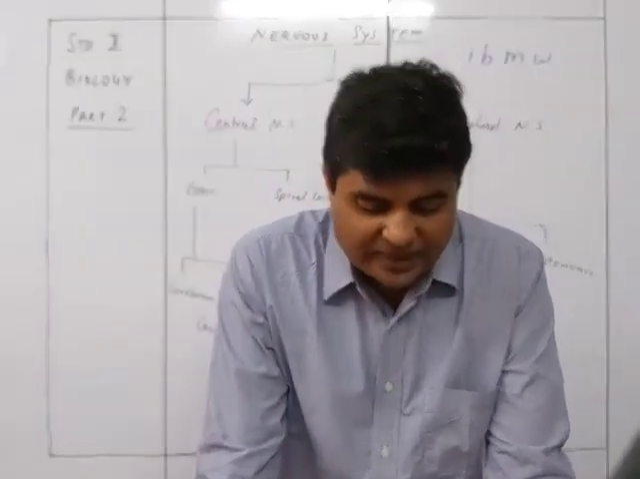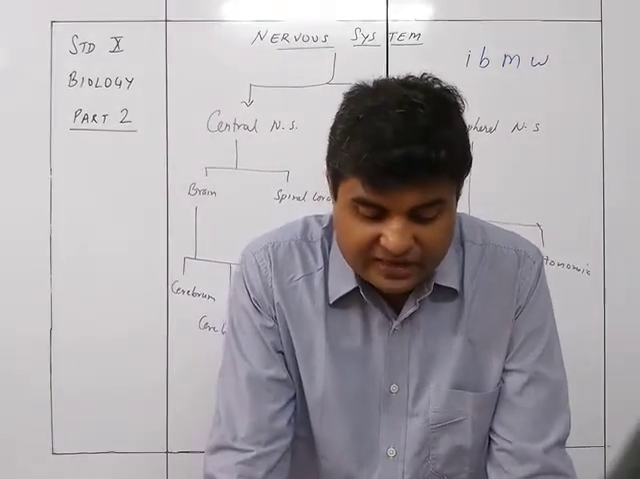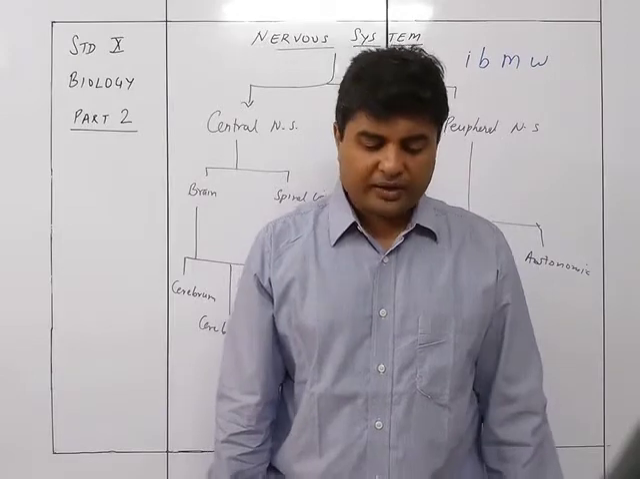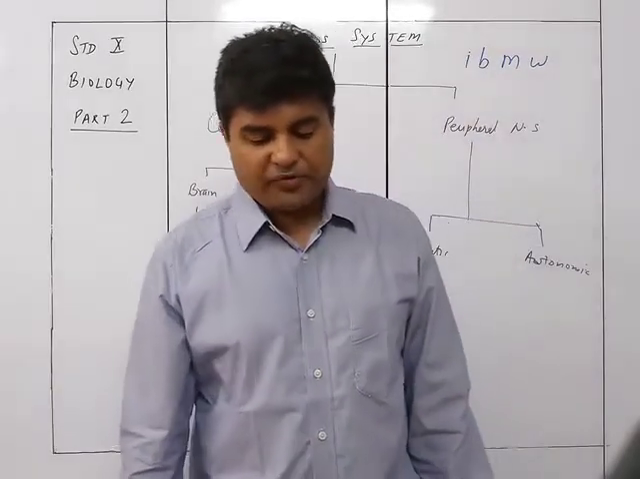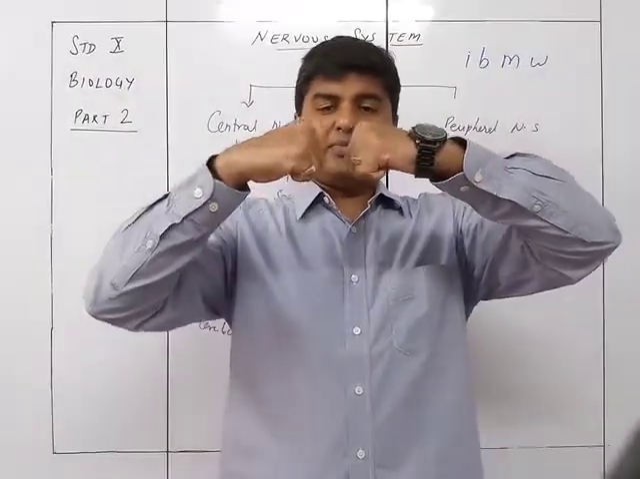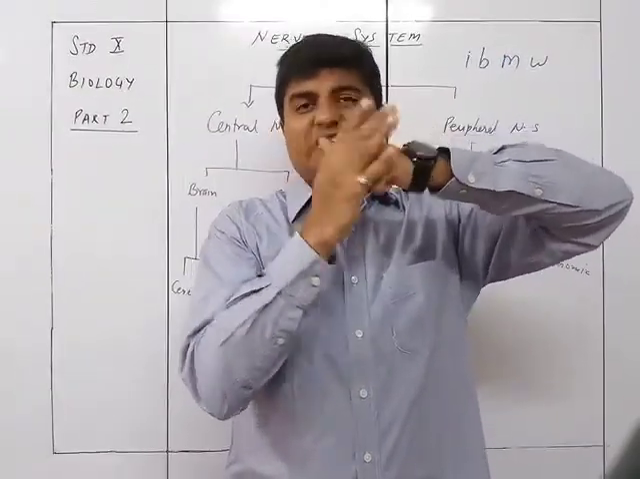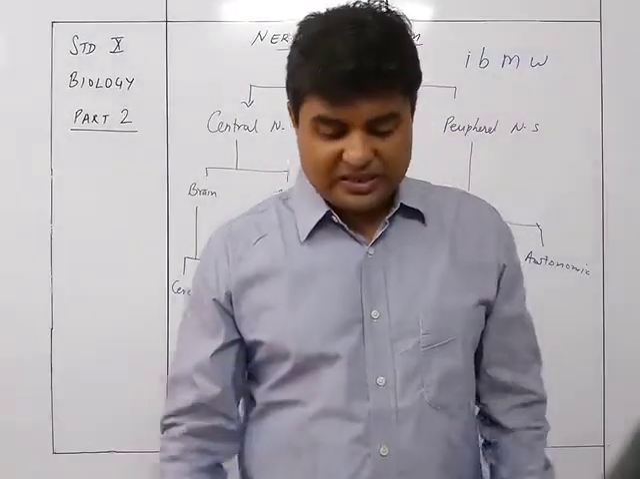Next is corpus callosum, a very important part. Corpus callosum is a sheet of fibers connecting the two cerebral hemispheres. Its function is to transfer information from one hemisphere to another hemisphere. So this hemisphere and the other hemisphere, these two are connected. These two are connected by a sheet over here. The sheet which is connecting these two things over here is called the corpus callosum.